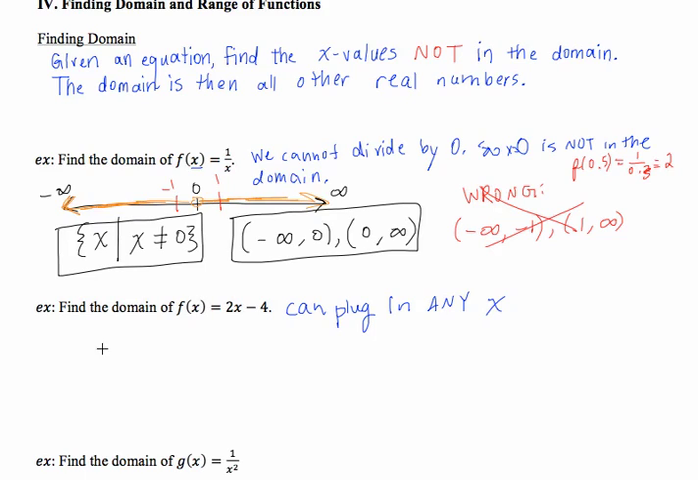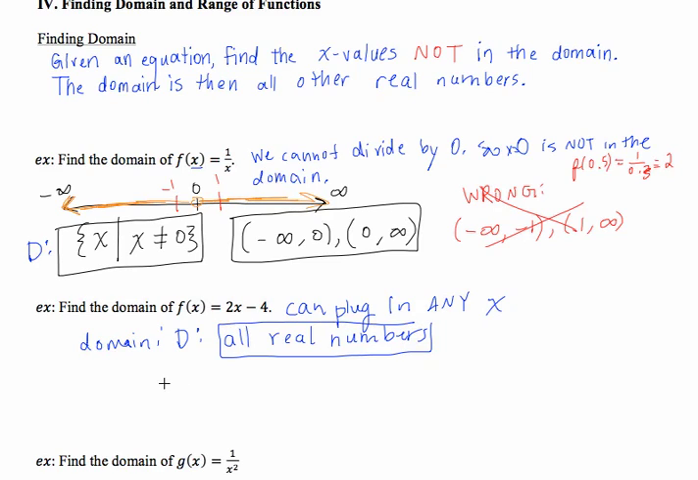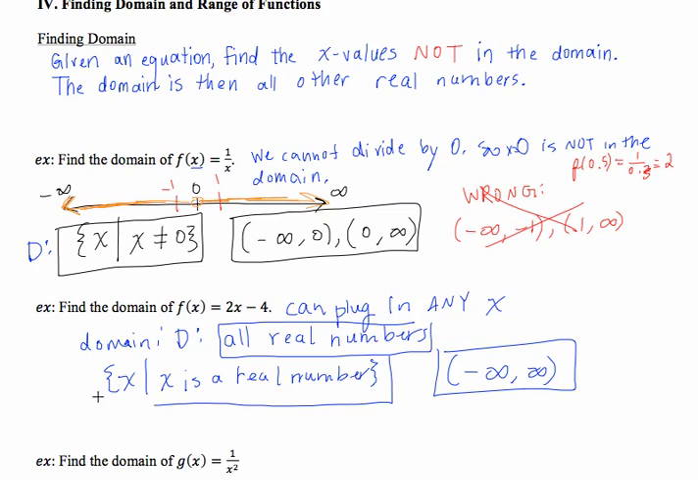So therefore the domain, and oftentimes you'll see capital D for domain, is all real numbers. You can either write out all real numbers, or you could write it in set notation. You would just have to say the set of all x such that x is a real number. Or you could say all the way from negative infinity to infinity in interval notation. So all of these are correct ways to state the domain.